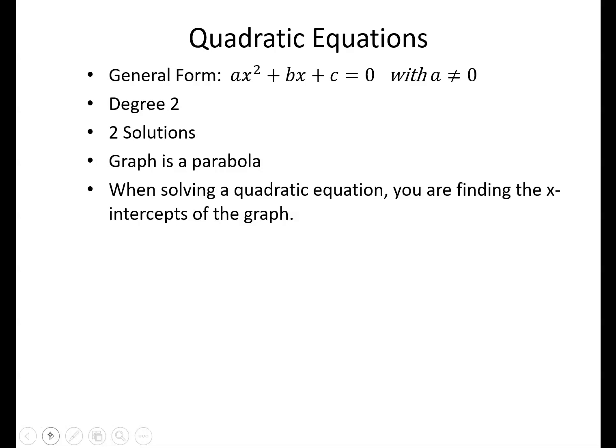The general form of a quadratic equation looks like this. It has 0 on one side. The degree is 2, meaning the highest exponent on the variable is 2. When we solve, we will get two solutions. Sometimes, as we saw in 1.4, it's the same solution twice. If we were to graph a quadratic equation, the shape would be a parabola. And when we solve, we are actually finding the x-intercepts of the graph.